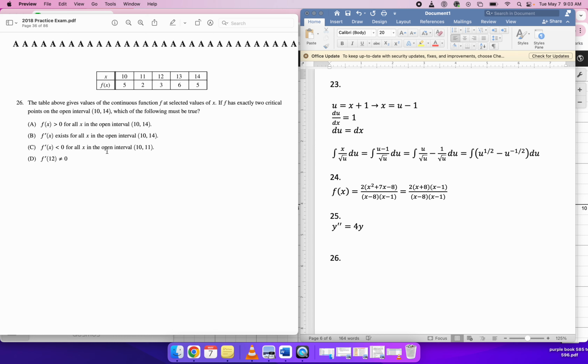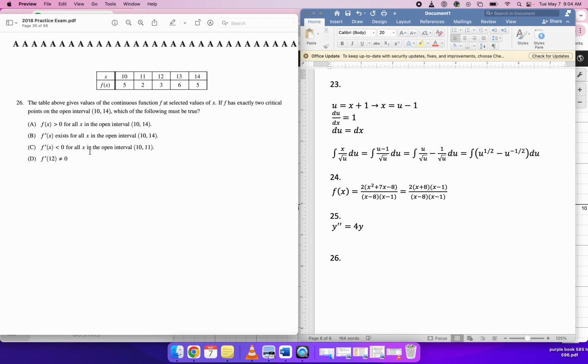I don't know why that would necessarily be true. The value of the function could dip down from 5 to like 1 or something really quickly, and then start increasing again. So by the time that it reaches 11, it's equal to 2. So the derivative would then be positive. So I think C is not true. So it's got to be D, just by process of elimination.